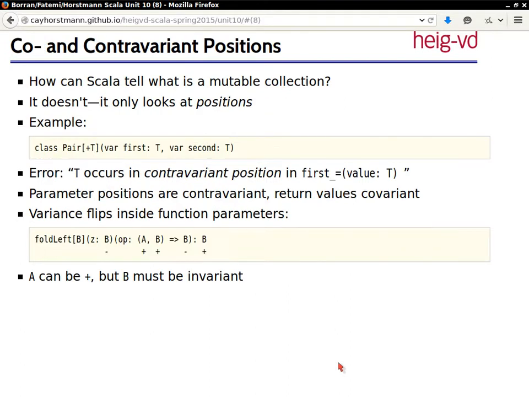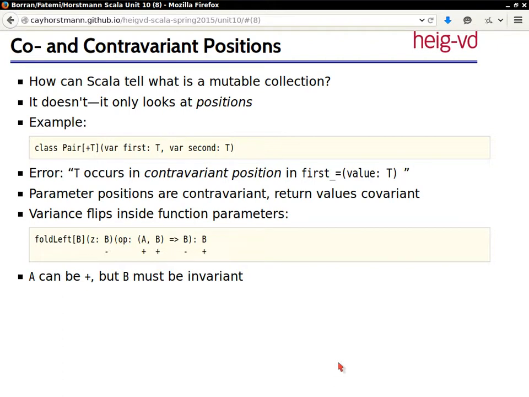So, in Scala, mutable collections cannot be covariant, but how can Scala tell what's a mutable collection? Does the Scala compiler look at the code that you're doing and say, hey, that person is collecting elements, so I'll make sure that it's immutable? I mean, there's no outward notion of what it means to collect elements. You know, what if you collect them in a database or something? And that's not actually what it does. It does something much simpler.